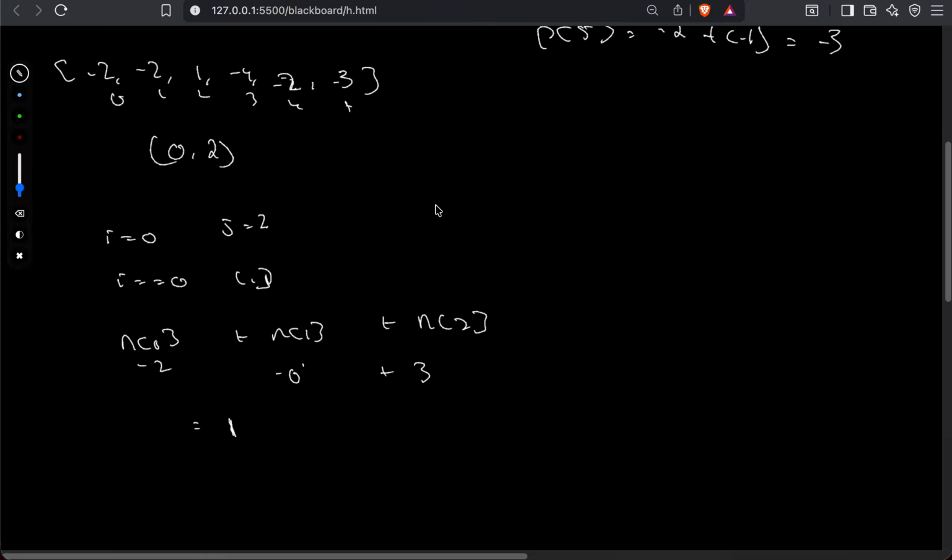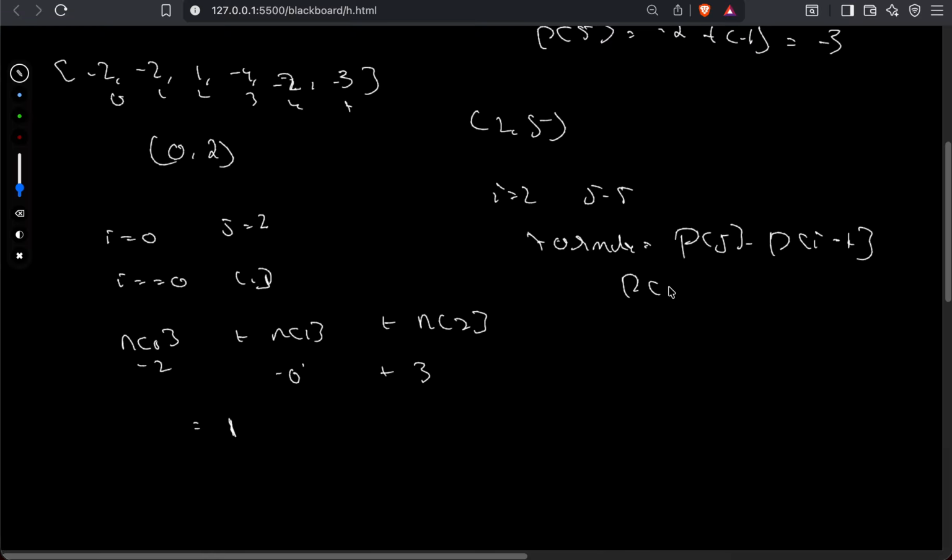So the second sum range is 2 and 5. Sum from index 2 to index 5. I is equal to 2 and j is equal to 5. So the formula is prefix of j minus prefix of i minus 1. So prefix of 5 minus prefix of 1. So -3 minus -2, so the answer is -1.